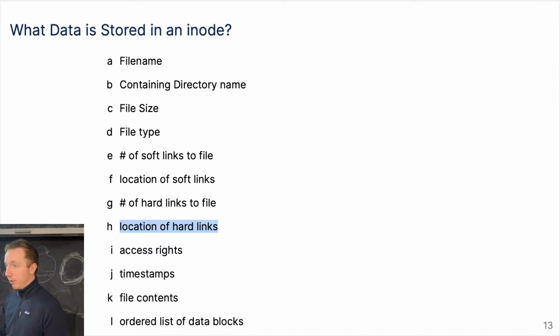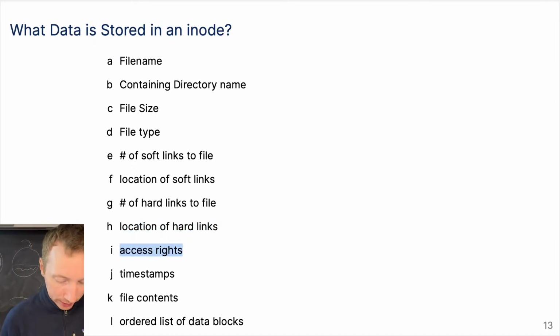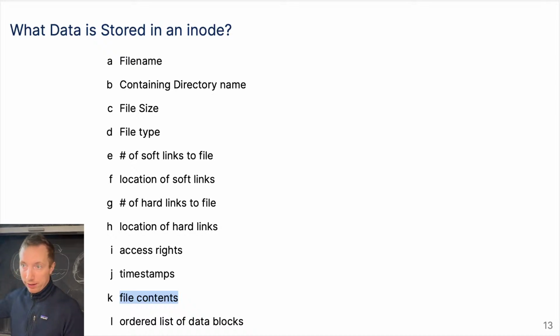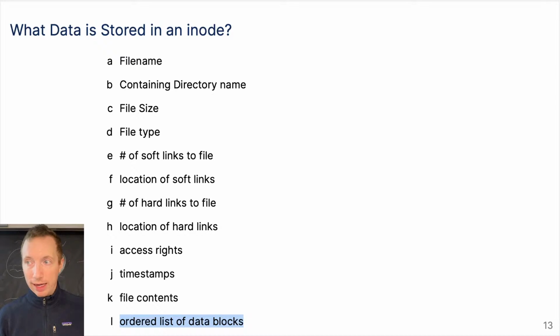So knowing the inode, you have no idea of what is actually pointing to you without traversing the whole file system. There's no way to go backwards from inode to a bunch of names. But other things it would have on it that we saw are the access rights or permissions and the timestamps. It doesn't store the file contents. It points to blocks of the file, although sometimes, if it is optimized, it can have the file contents if it is small enough. And lastly, it would definitely have an ordered list of data blocks, because that is the whole reason we have this inode structure in the first place.